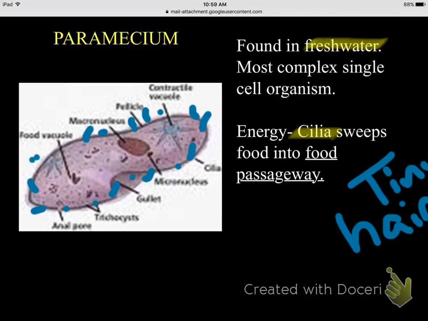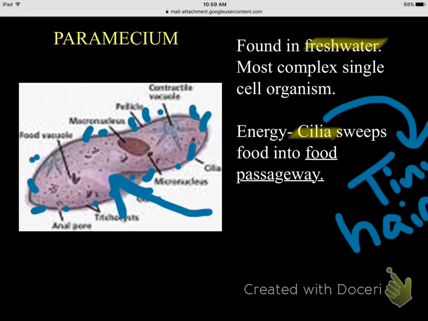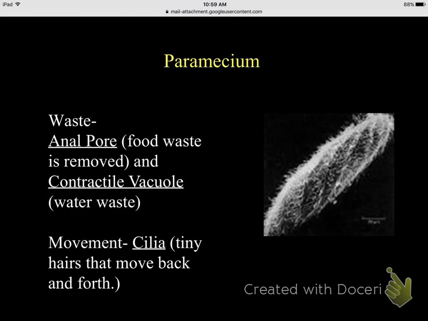Okay, so you can't really see what I just wrote, but it says tiny hair. And these are just little tiny hairs that are all around the outside of the paramecium, and what they do is they catch nutrients and gather food, and they sweep it right in here to the food passageway and into the paramecium. To get rid of the waste, the paramecium has an anal pore, and this is just a small area on the paramecium that gets rid of the food waste, or the solid waste that's captured by the paramecium. And then it still has that contractile vacuole that we've been talking about that opens and closes, and that releases the water waste for the paramecium.